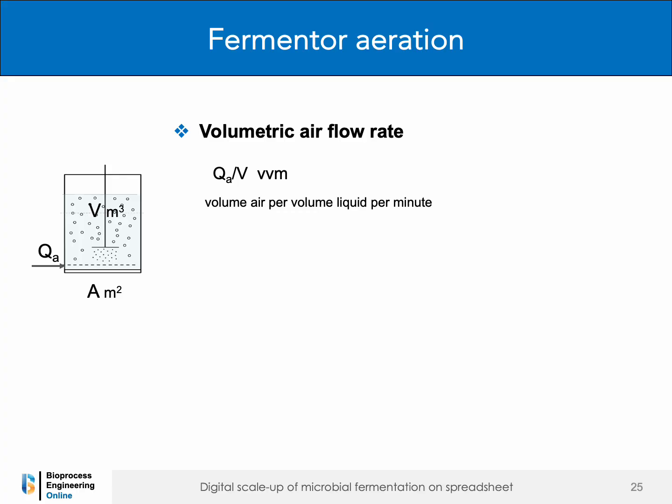For fermenter aeration, the most commonly used criterion is the volumetric airflow rate, defined as the ratio of the inlet airflow rate, QA, to the liquid volume V. This parameter characterizes the overall intensity of aeration throughout the fermentation medium. It is typically expressed in VVM, volumes of air per volume of liquid per minute. A representative value for a large-scale fermenter is about 0.5 VVM, corresponding here to an airflow rate of 50 cubic meters per minute for a 100 cubic meter vessel.